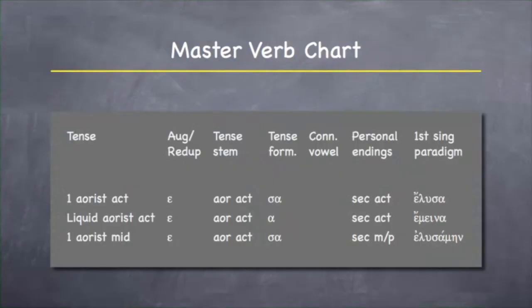We have 3 new lines on the master verb chart. The first aorist active is formed with an augment, aorist active tense stem, sa as a tense formative, secondary active personal endings, and we have elusa. The liquid aorist active, which is the first aorist, is formed with an augment, aorist active tense stem, alpha as its tense formative, secondary active personal endings, and we have emena. And we also learned the first aorist middle, which has an augment, aorist active tense stem, sa for a tense formative, secondary middle passive personal endings, and we get elusamen. So that wasn't very hard, was it?